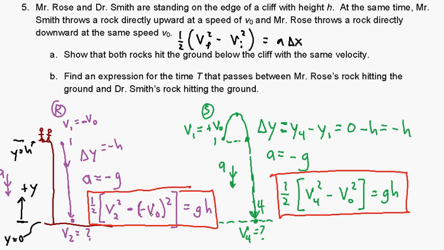So the only difference is we have this negative V naught that gets squared, and here we have the positive V naught that gets squared. But as you should recall, if you square a negative number, it becomes positive anyway. So negative V naught squared is equal to V naught squared. So this here in this parentheses squared equals this here, which means that, since g and h are the same, Rose's rock's final velocity is equal to Smith's rock's final velocity.